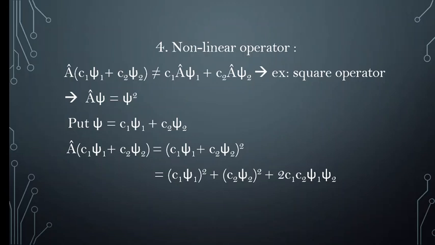Here we can clearly observe that there is an extra term present and it is not equal to c1 A cap xi1 plus c2 A cap xi2. So by the definition of a nonlinear operator, we can say that the square operator is a nonlinear operator.